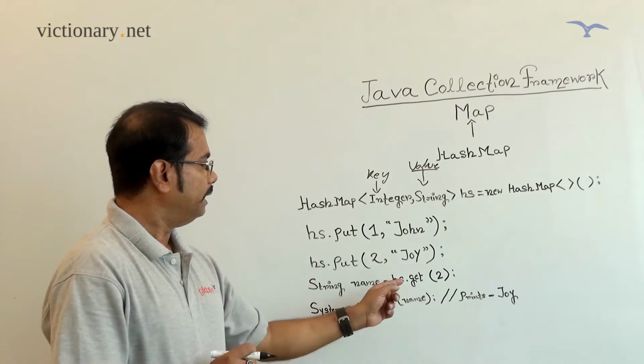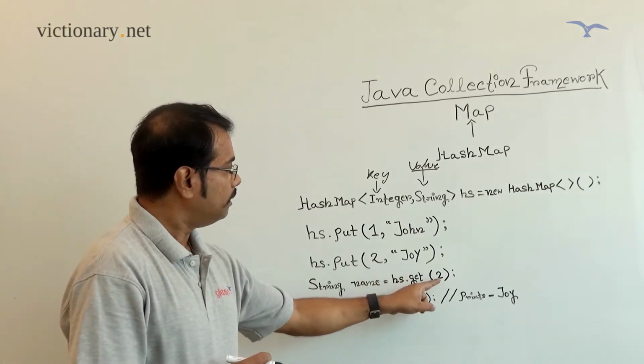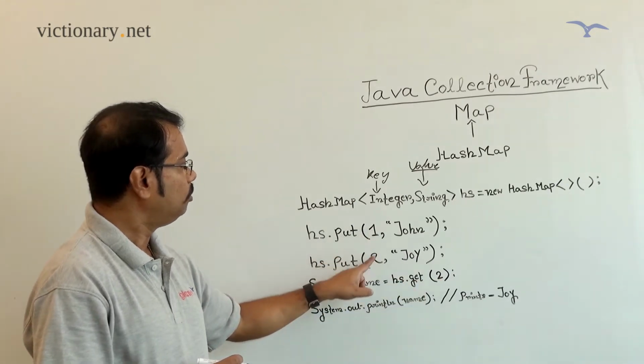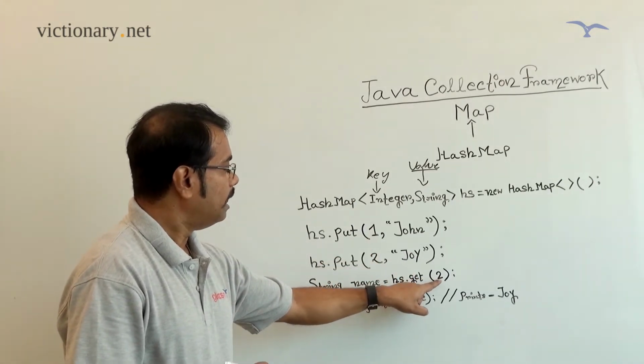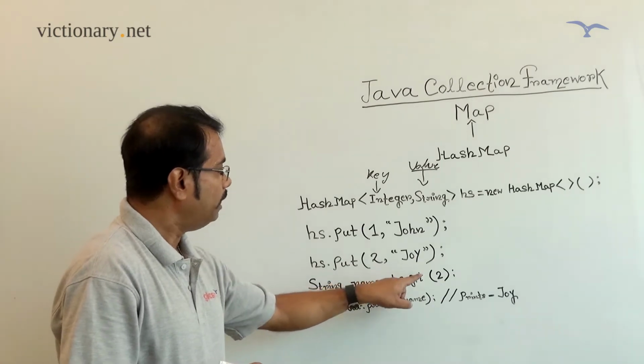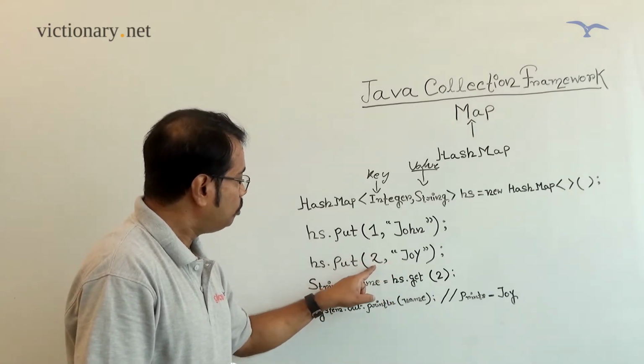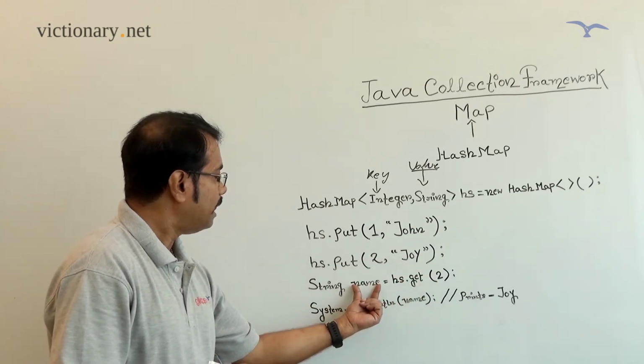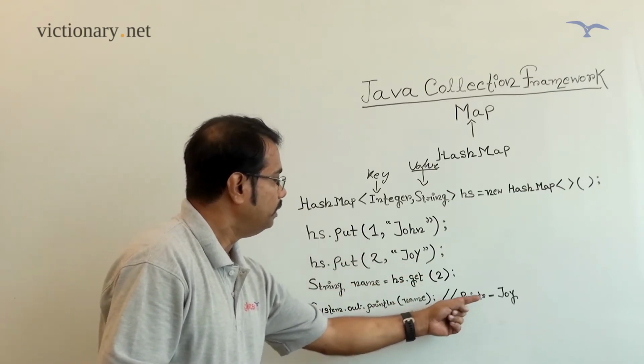Then later, how do we retrieve? For that we have a ready-made function, get, where you pass the value of a key that is already there. We have entered 1 and 2, and I am passing 2 here, and it is going to return the corresponding value. Against 2 I have stored Joy, so it returns Joy, and if I print it, it prints Joy.